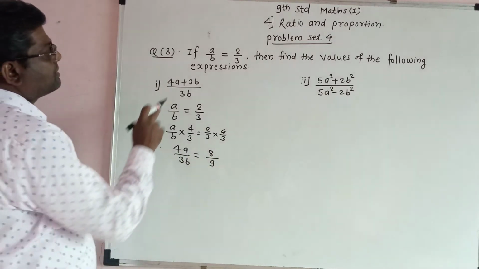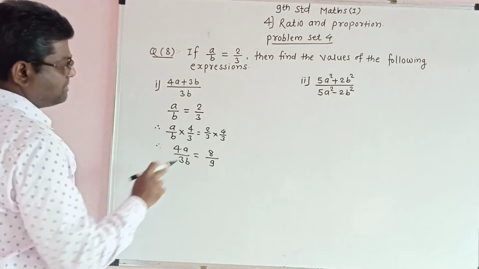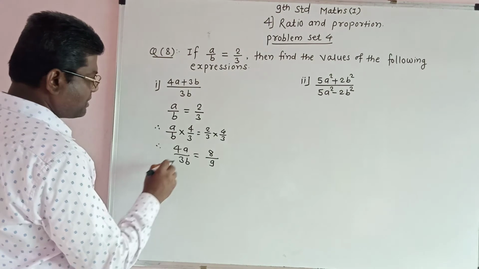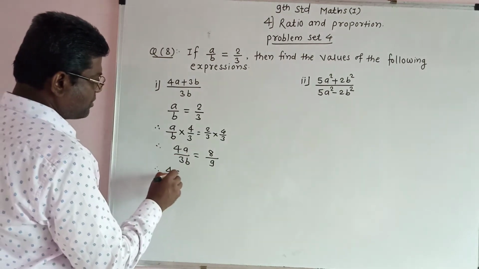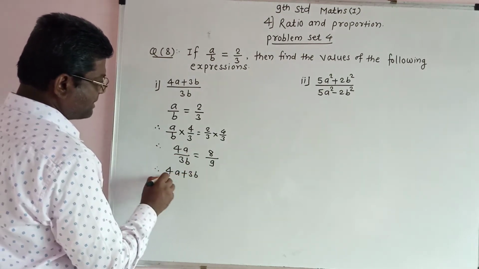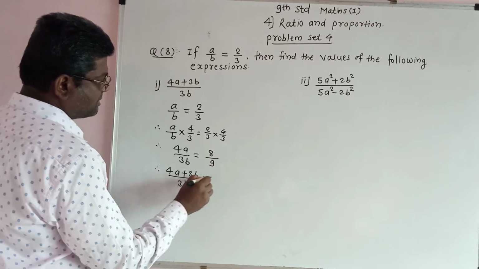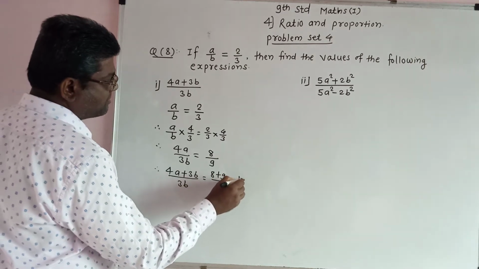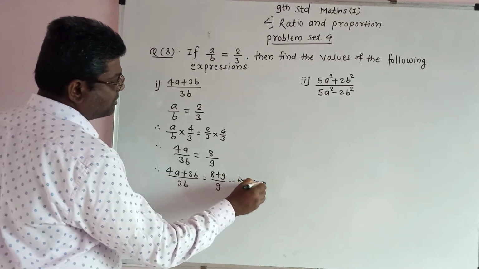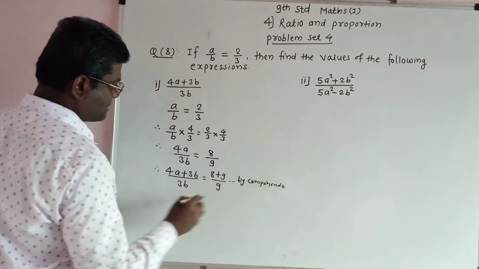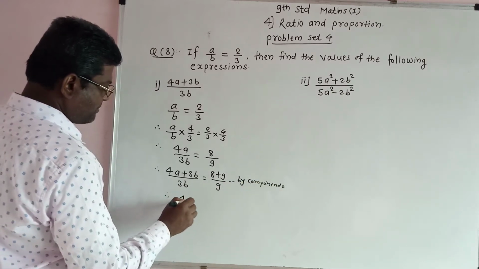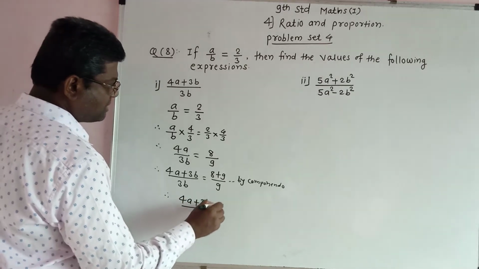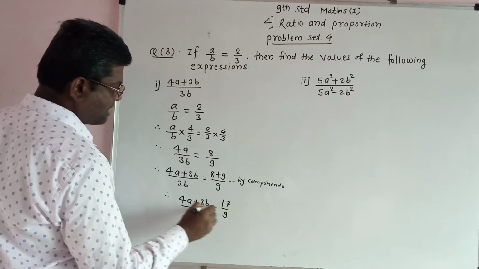Now here the term is 4A plus 3B upon 3B. It means it is a componendo. Therefore, we have to take componendo: 4A plus 3B upon 3B is equal to 8 plus 9 upon 9. The reason is by componendo. Therefore, 4A plus 3B upon 3B is equal to 17 upon 9.